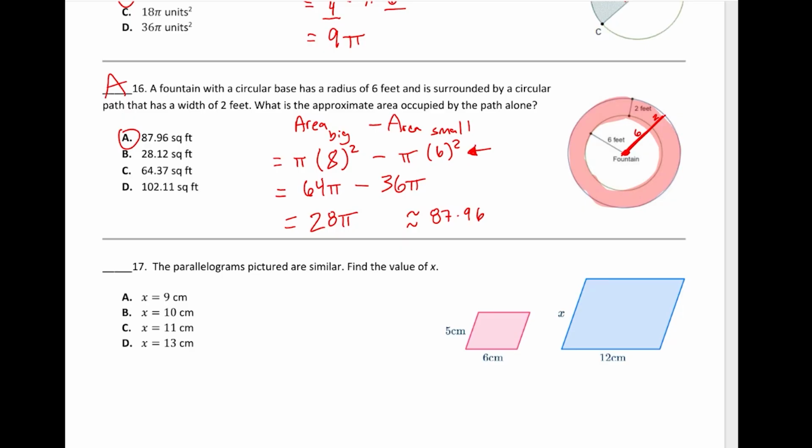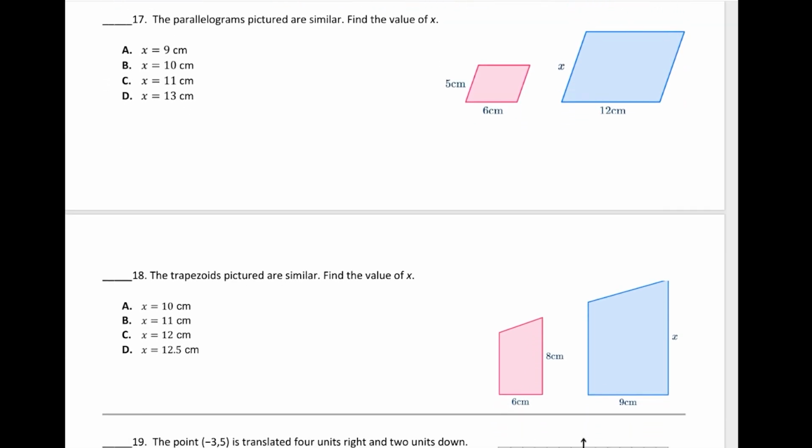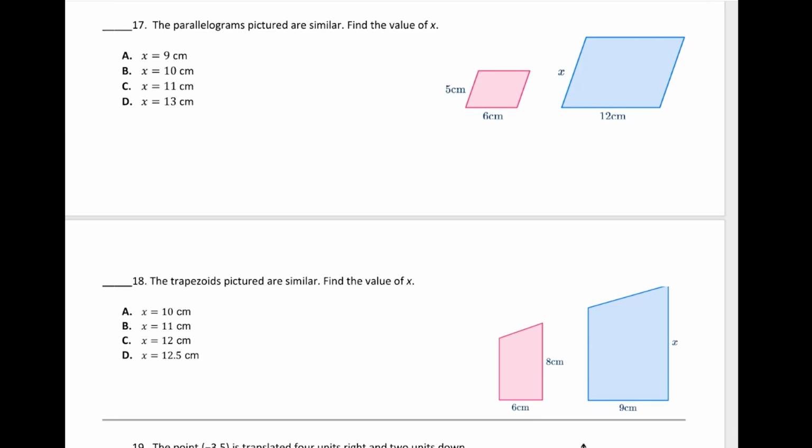Number 17 says the parallelograms pictured are similar. Find the value of x. So you have similar figures, which means that the corresponding sides are proportional. So we need to set up a proportion.